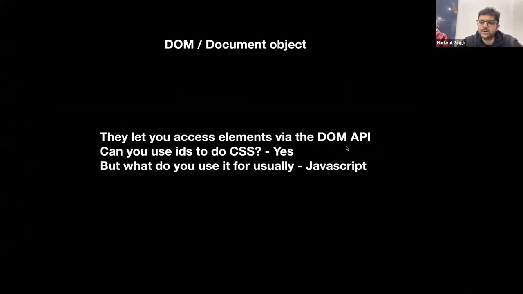This is the first time I'm introducing DOM here. The DOM API lets you access various elements. Can you use IDs to do CSS? Yes, but what do you use IDs for usually? You use it in your JavaScript code. You don't use it in CSS. How? We will see very soon. But what do IDs let you do? They let you access elements via the DOM API.